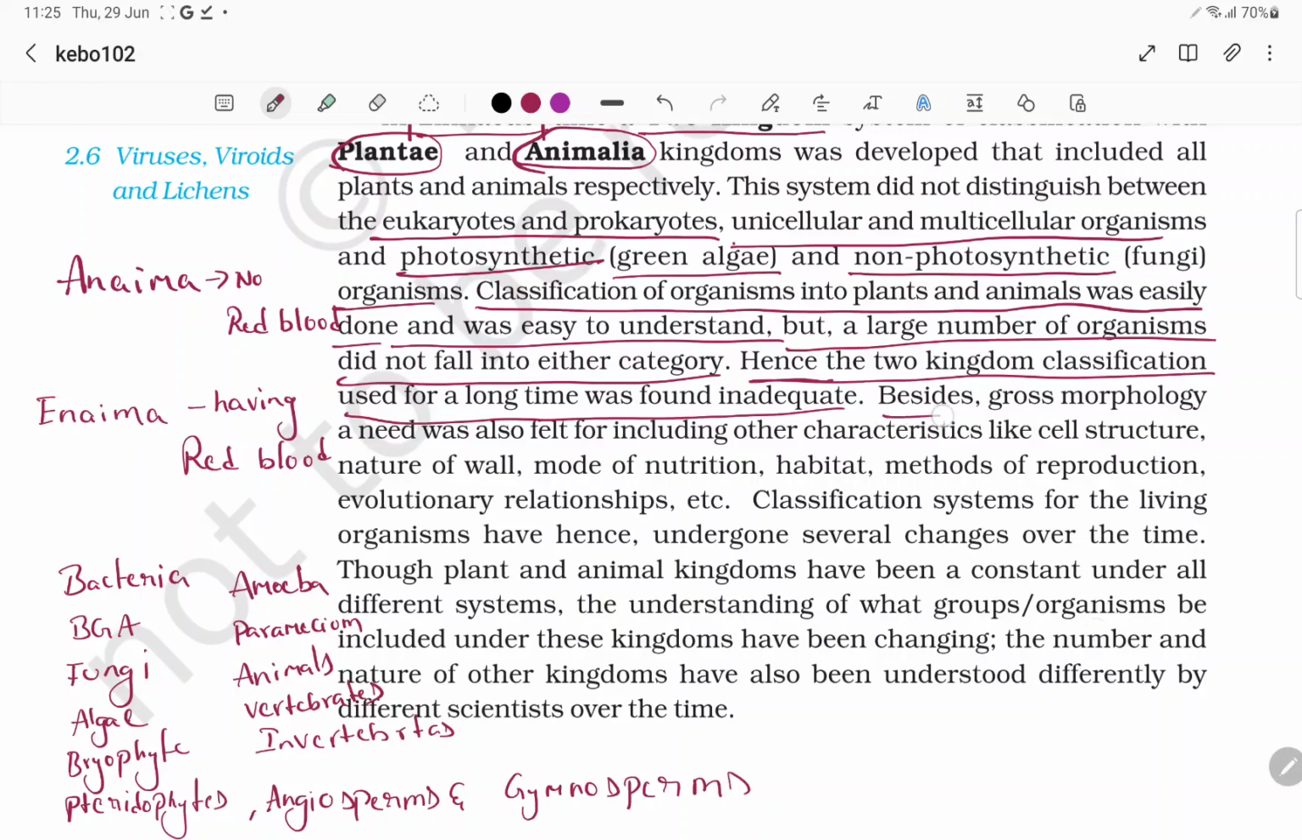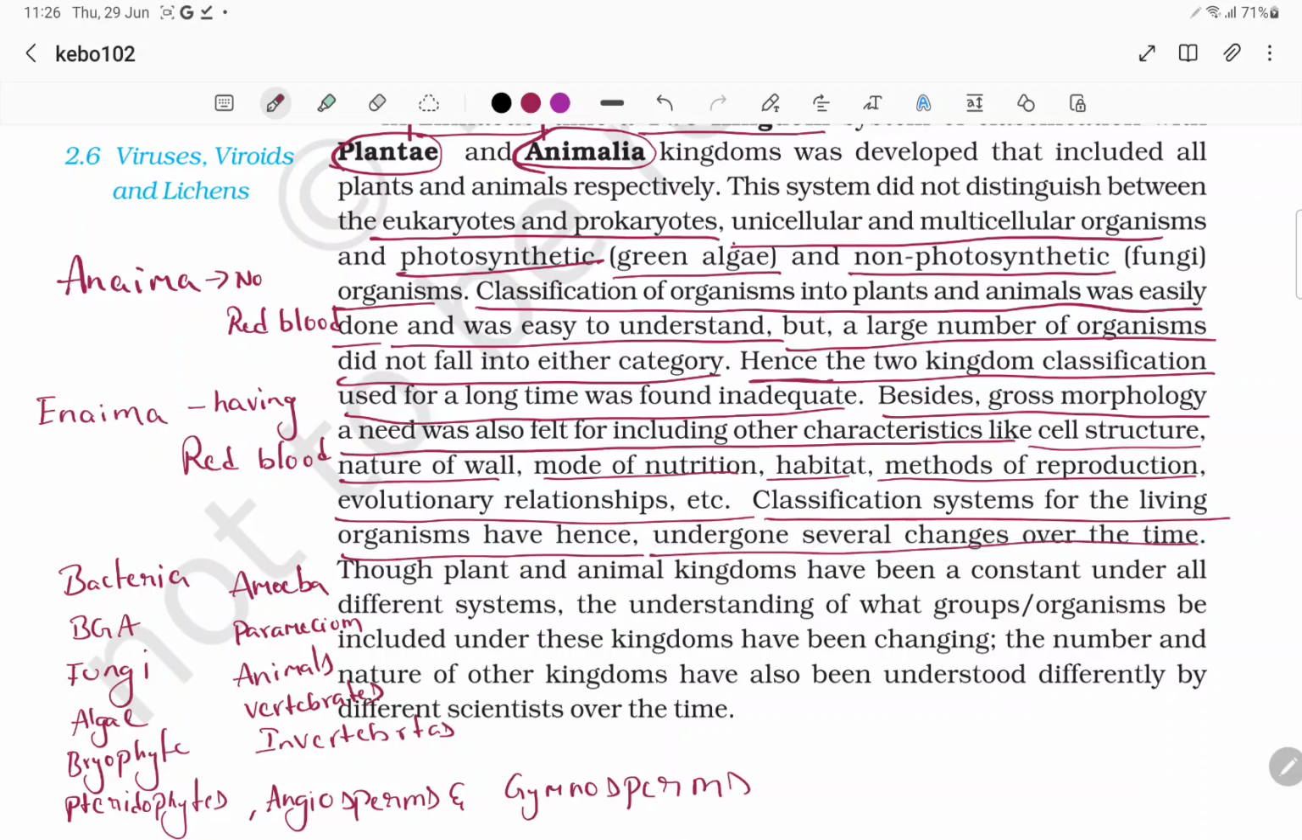So besides the gross morphology, a need was felt to include other characters. They included not only photosynthetic and non-photosynthetic, or movement and no movement, but also other things like cell structure, nature of wall, mode of nutrition, habitat, method of reproduction, and evolutionary relationship. So the classification system for living organisms has undergone several changes over time.